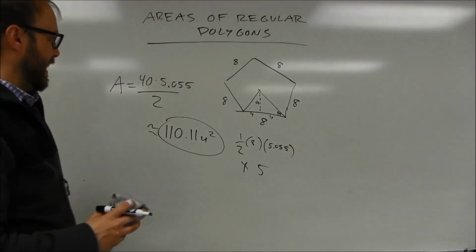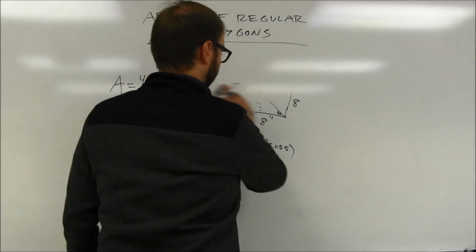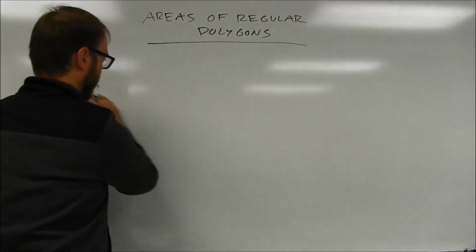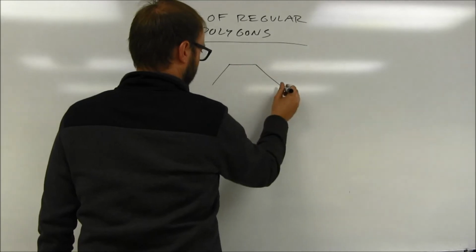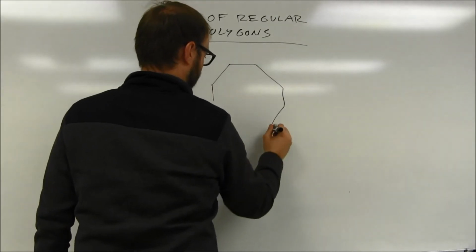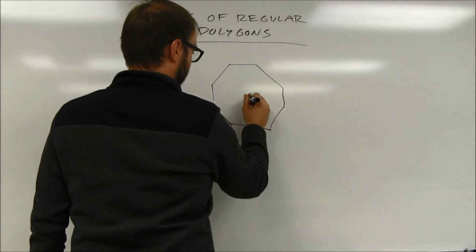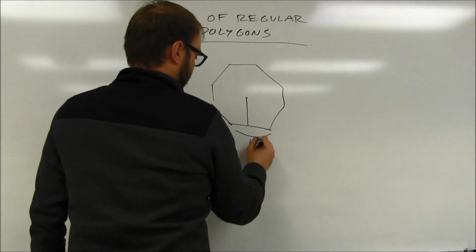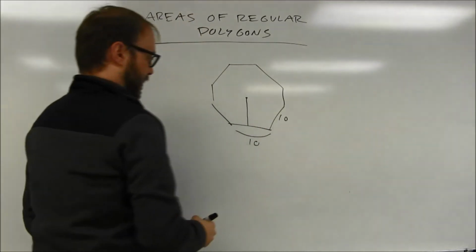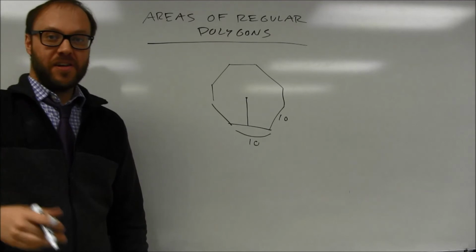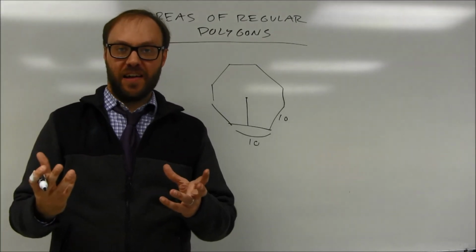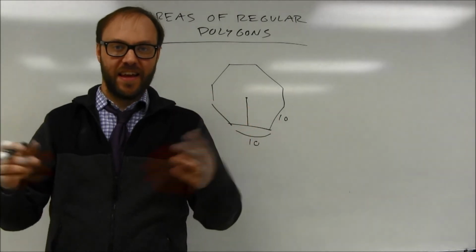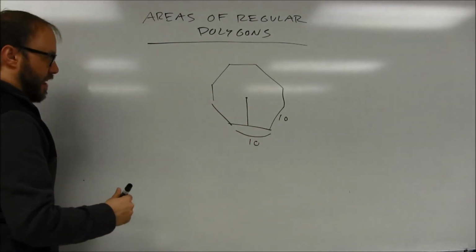Okay, let's try one more here. Let's try an octagon. They're pretty common. Let's say we have an octagon, and we'll go back to 10 unit sides. You need the angle measures for an octagon. You really should memorize the angle measures of an octagon. But if I were to give you something like a dodecagon, you're going to need to make the calculation by hand.